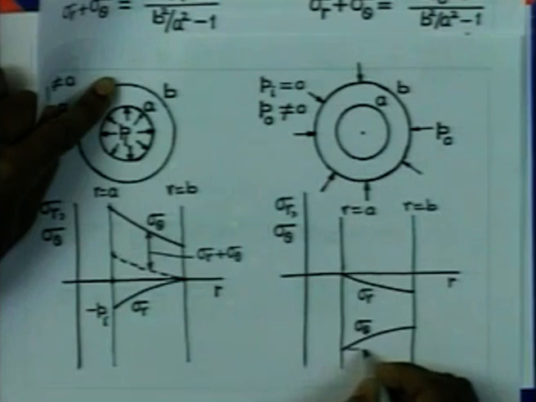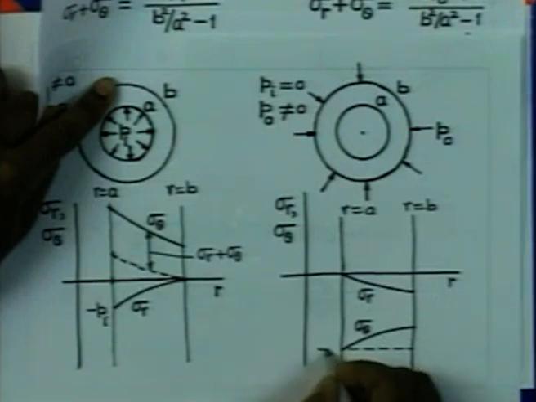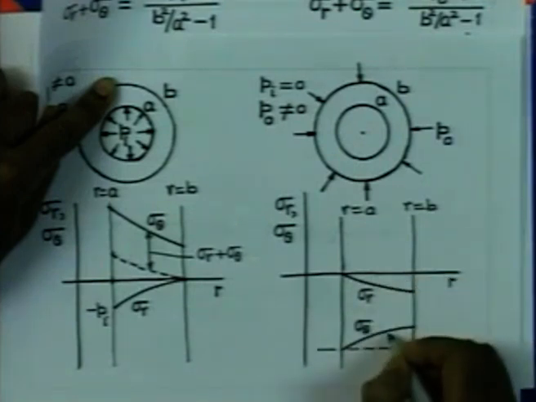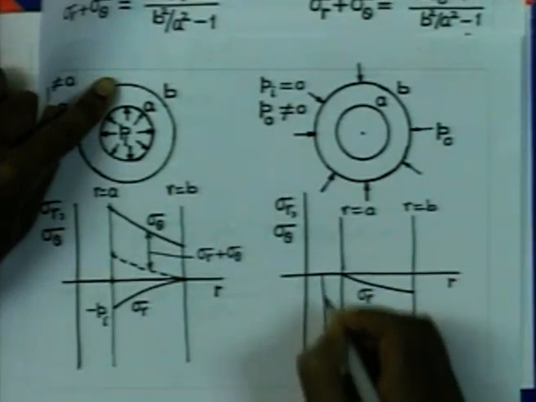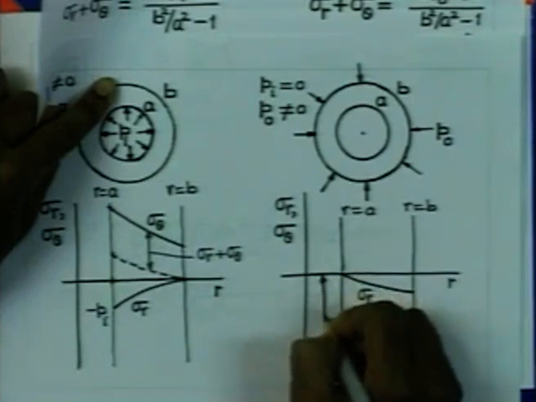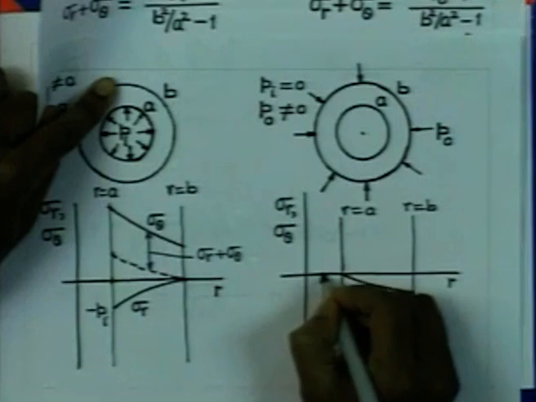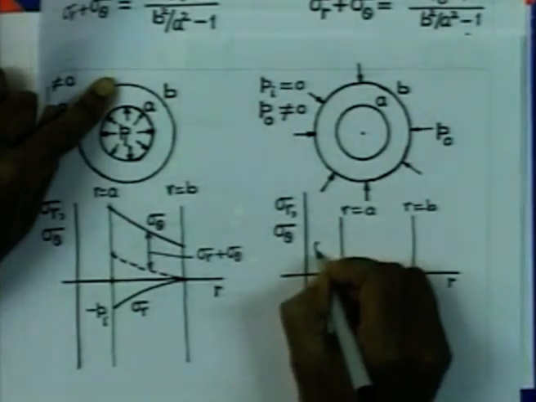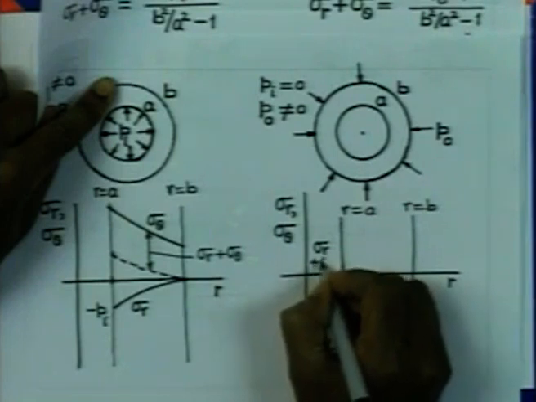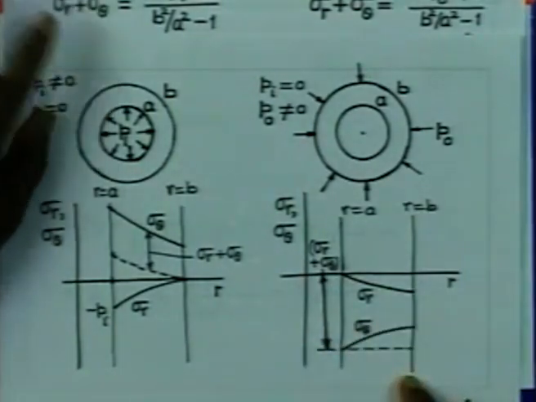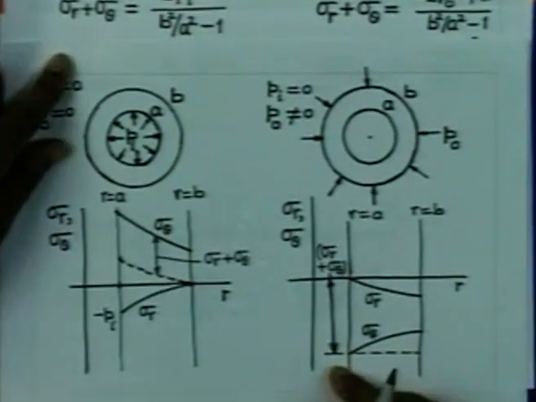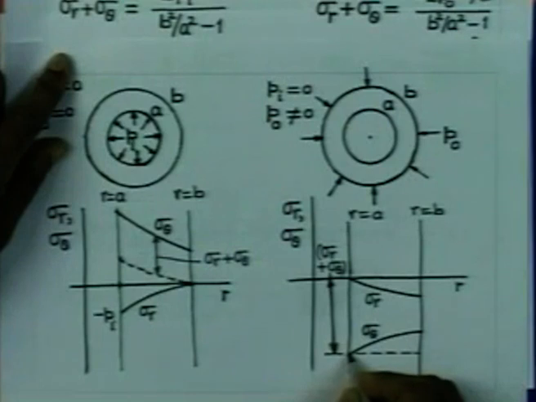Now, what about the sum of the two stresses, sigma r plus sigma theta? This stress is negative, and that stress is also negative. As you add them up, you get this common value, which is a constant, indicating sigma r plus sigma theta. In this case, the maximum stress is again going to be the hoop stress, and it occurs at the internal radius.